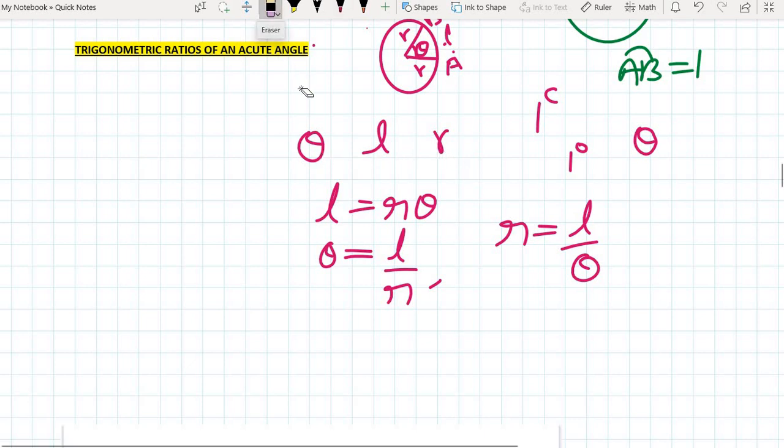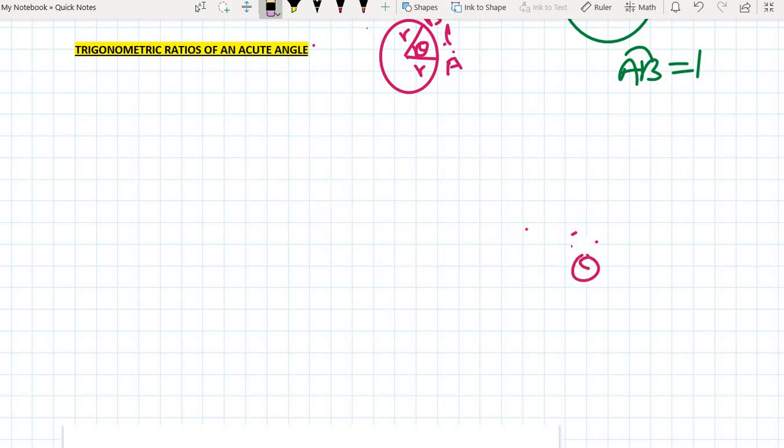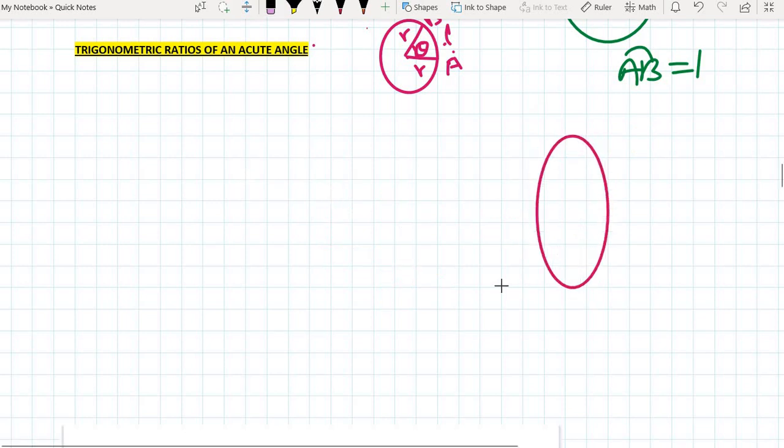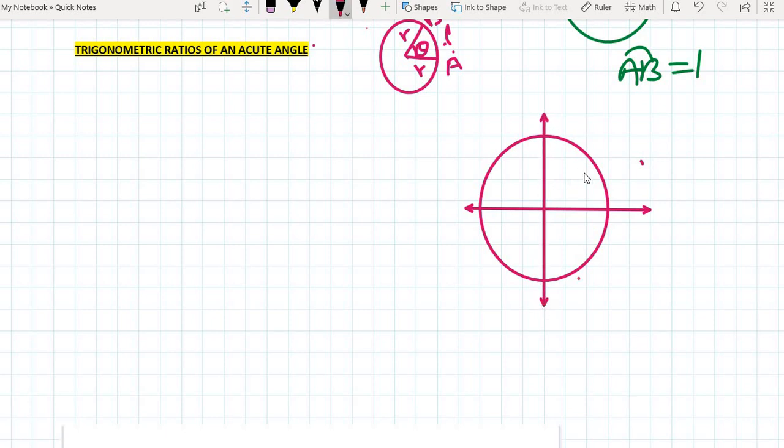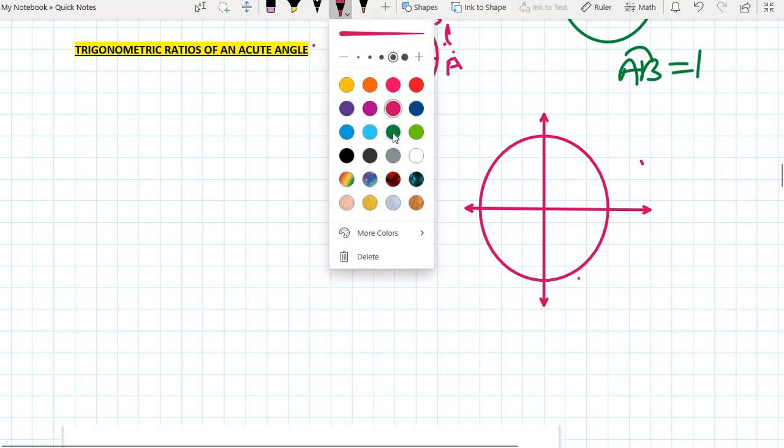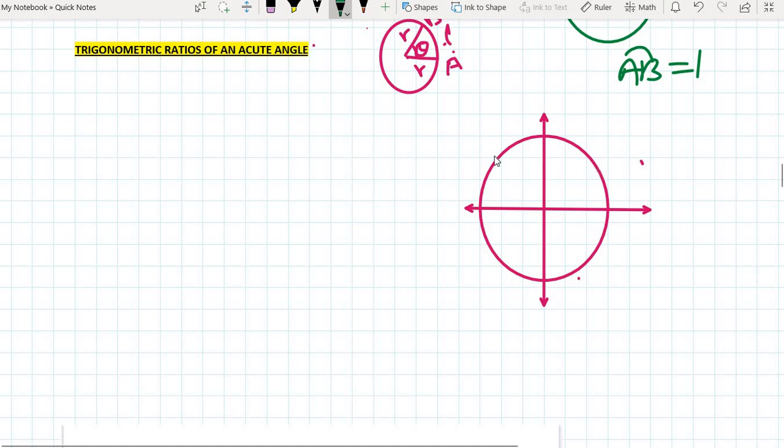Okay. Now let's consider a few trigonometric ratios. What you have studied in your 10th standard, you have studied about a few trigonometric ratios. We'll consider that now. So consider a circle. Consider axes, x-axis and y-axis. Suppose this is the x-axis. Consider one more, that is the y-axis. Consider an angle theta, formed at the center of the circle. I'll consider the arc as A.